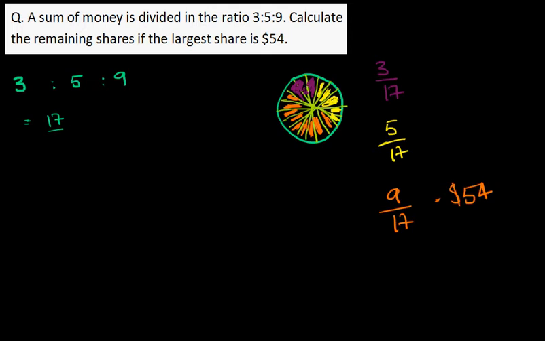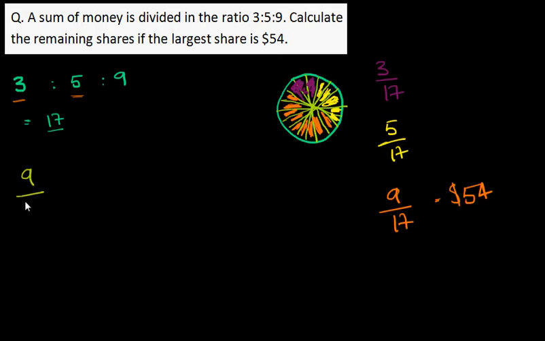Now we need to find the remaining shares, which means we need to find out the share for 3 over 17 and the share for 5 over 17. But before we can do that, it's important for us to find the sum of money that is being divided. If we don't find that out, we will not be able to figure out anything. So let's find out the total sum of money.